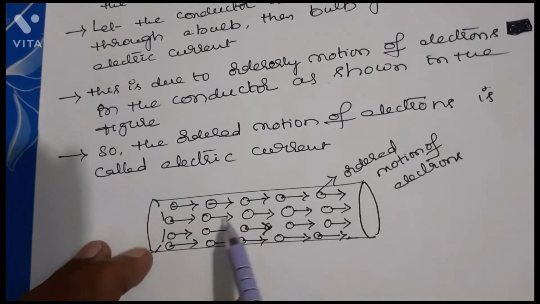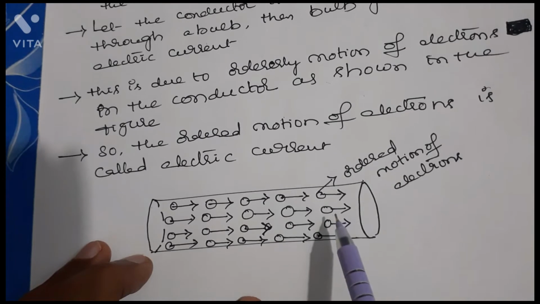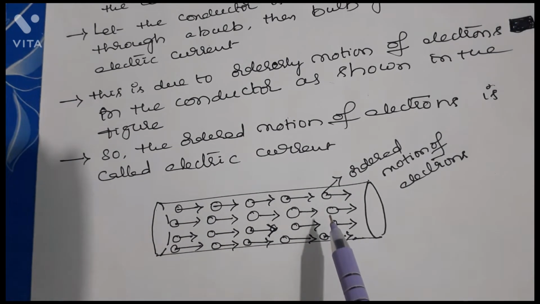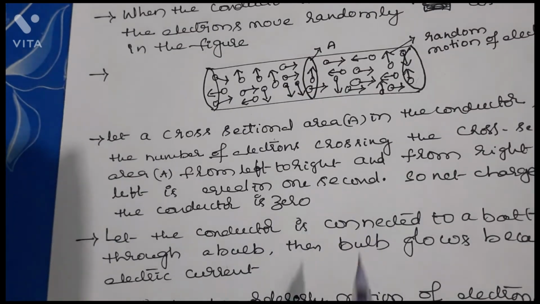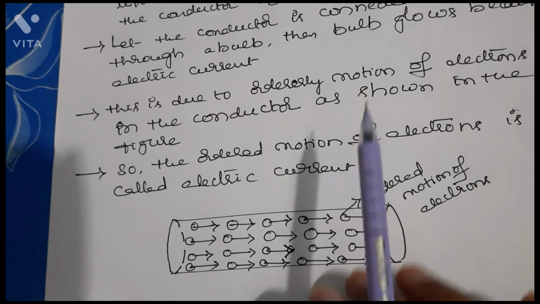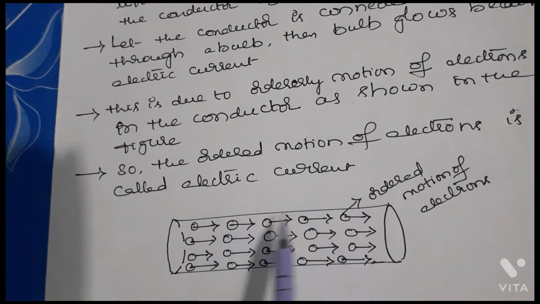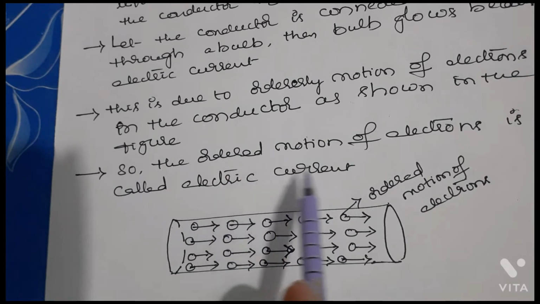You can see the electrons moving in the proper direction. Here you can see improper, random direction, and here proper direction. This orderly motion of electrons is called electric current.